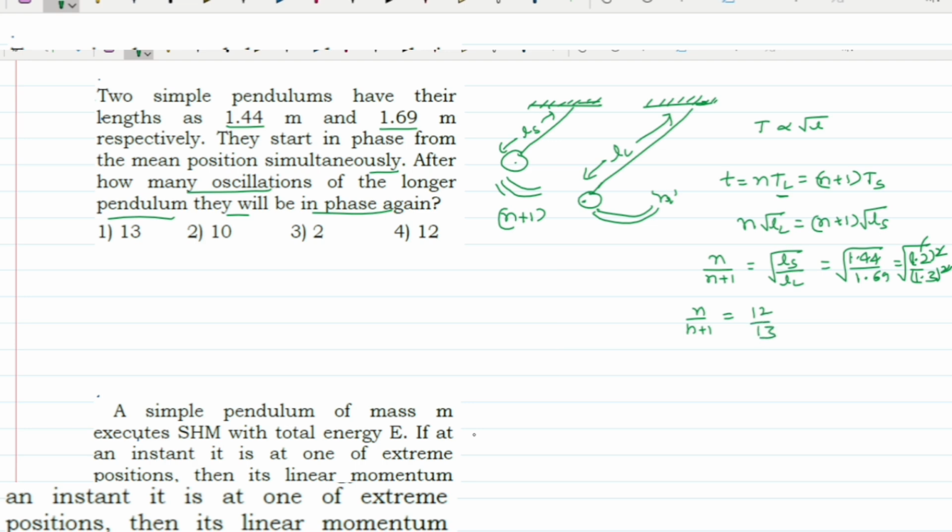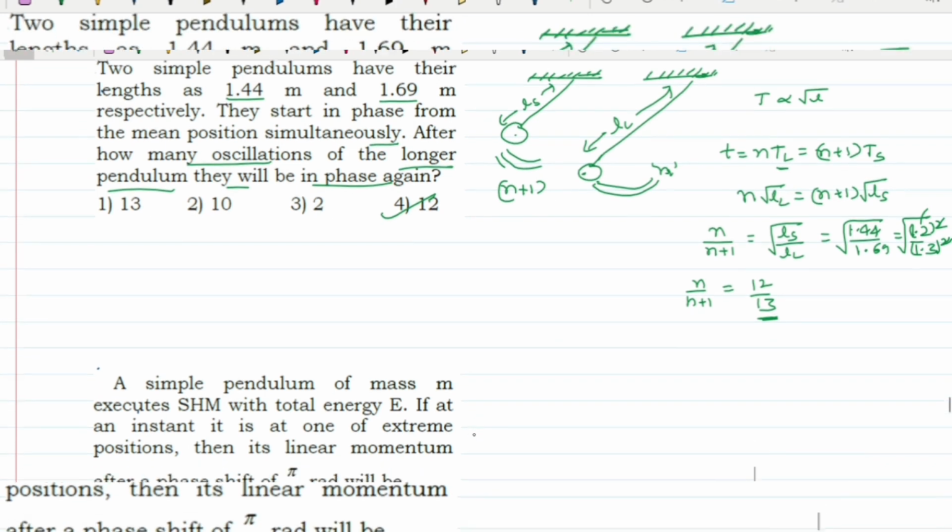n is the number of oscillations made by the larger pendulum, and n plus 1 is the number of oscillations made by the shorter pendulum. If they ask for the longer pendulum, it will make 12 oscillations, and if they ask for the shorter pendulum, you can take 13 oscillations. That is the answer.